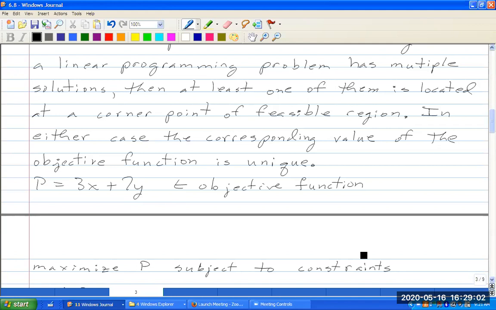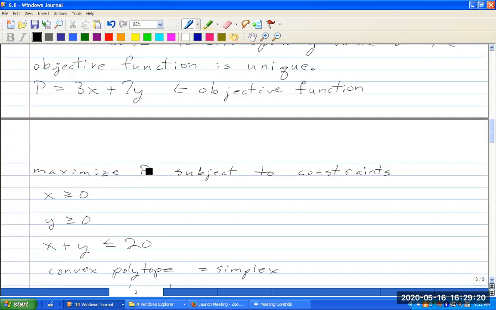So for example, suppose we have p equaling 3x plus 7y. This is called the objective function. And suppose we want to optimize it. So suppose we want to maximize p. So this is why it's called an objective function, because that's your objective. Your objective in the problem is to maximize, and it's subject to some constraints.